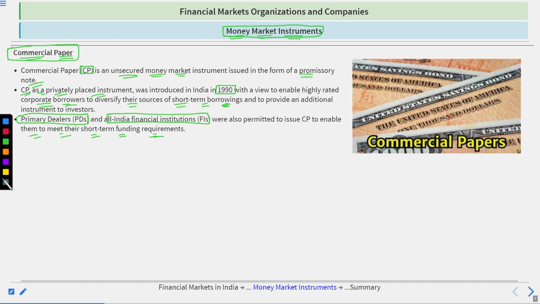And primary dealers and all India financial institutions are all permitted to issue commercial papers so that they can meet their short-term funding requirement. Remember, commercial papers are generally short-term funding ways. They are not for the long term.